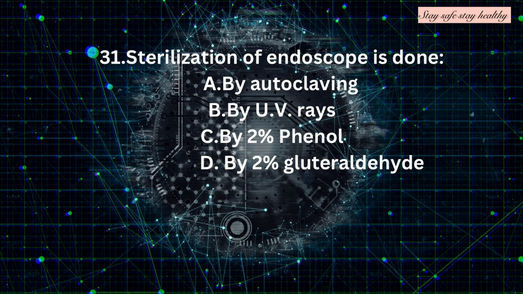Sterilization of endoscopy is done: A by autoclaving, B by UV rays, C by 2% phenol, D by 2% glutaraldehyde. Guess the answer. Got the answer? Yes, it is D by 2% glutaraldehyde. Endoscopic instruments do not tolerate autoclaving. It is a cold sterilant used to clean and disinfect heat sensitive equipment.